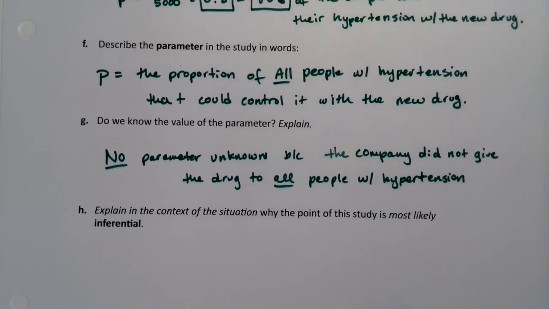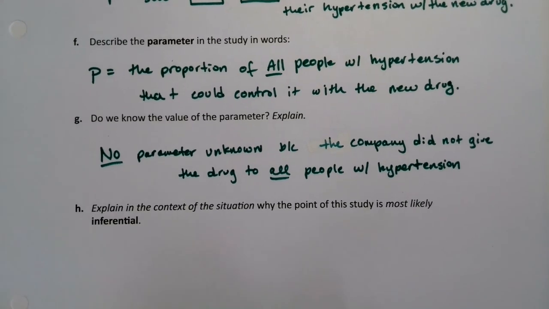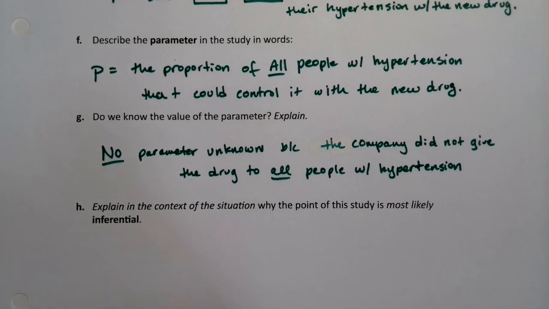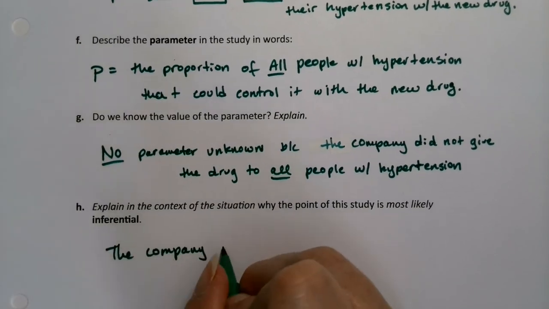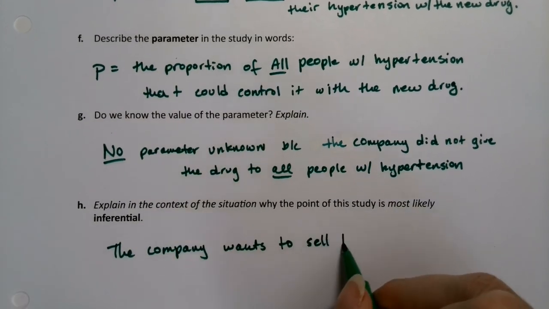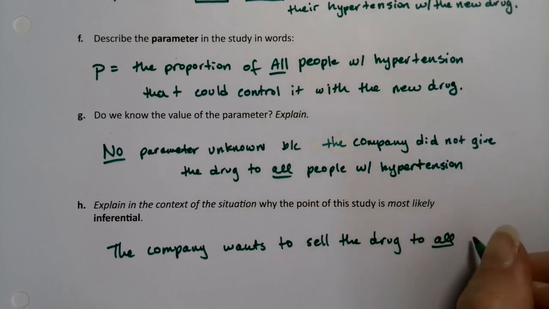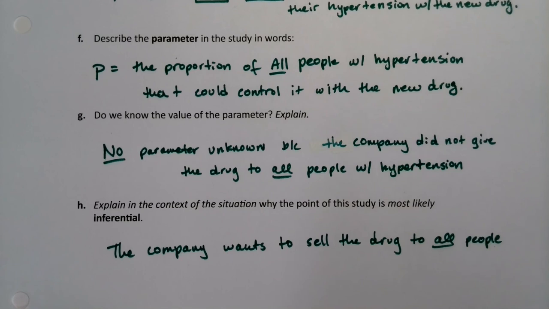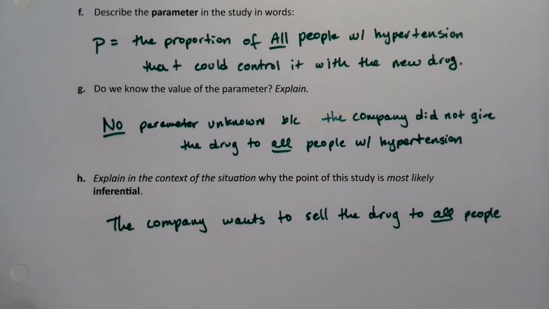Now, that said, the point of this study was most likely inferential. Why? Well, because they're not trying to sell it to those 5,000 people. They want to sell the drug to everybody, right? So the company wants to sell the drug to all people with hypertension, right? So descriptive just is trying to describe what you see in the 5,000. Inferential is when you're trying to infer about the population to all people with hypertension.